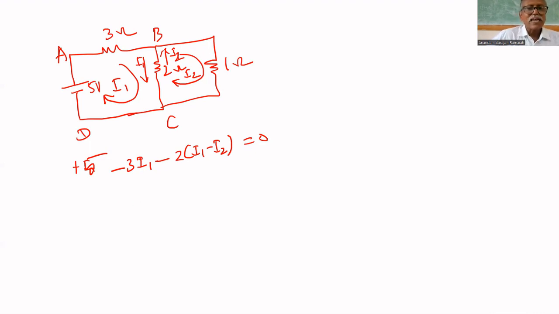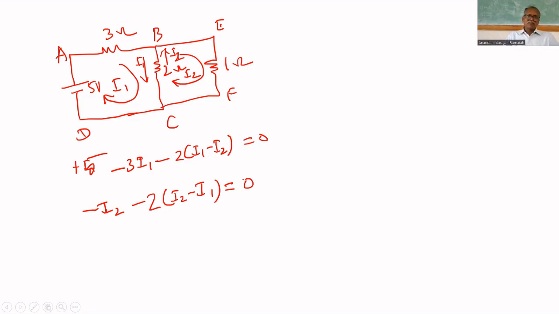Another one is for the second loop. If you travel from B to F, no element. From E to F, I2 is there, minus I2. Here you are traveling along I2, therefore (I2 minus I1), and again we are traveling along the current direction, that's why minus. Why I2 minus I1? Because now we are considering I2. (I2 minus I1) equal to 0. If you solve, you will get the same KVL equation this way also.